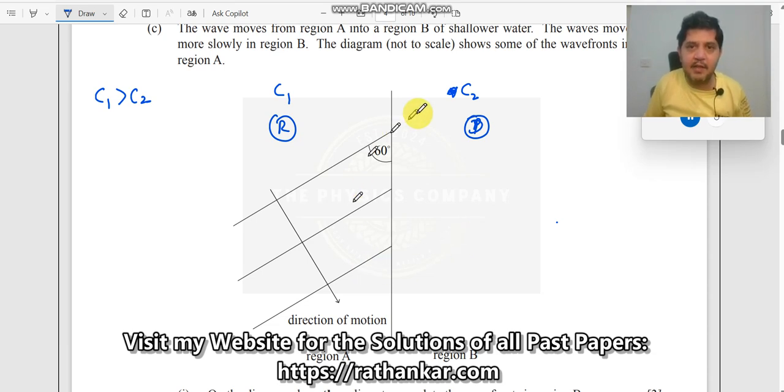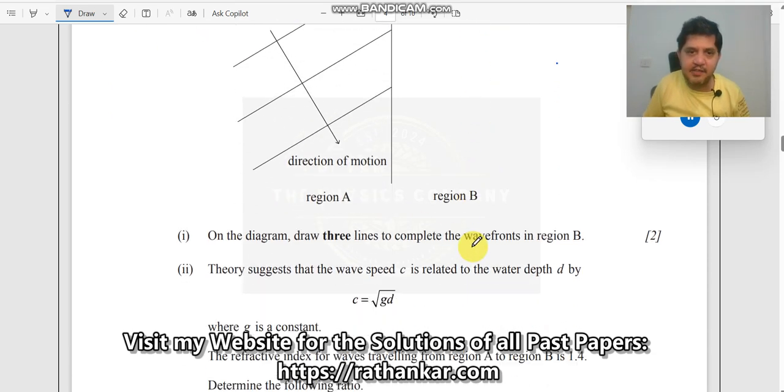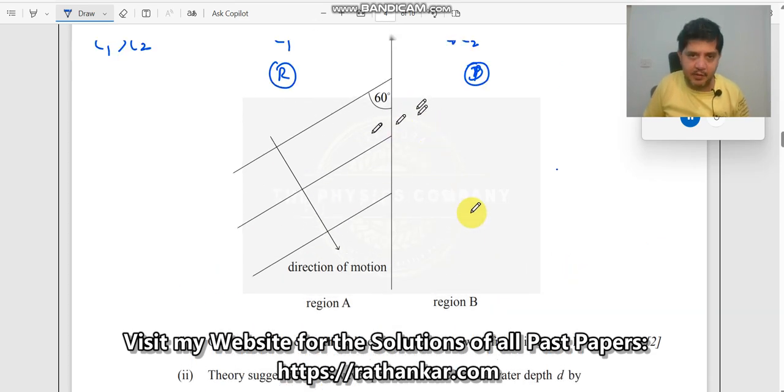Okay, and then what else is given? A diagram has some wavefronts in the region A. How are the wavefronts given? Wavefronts are always perpendicular to the rays. See, this is your ray, this is your wavefront. Okay, what is he asking us to do? On the diagram, draw 3 lines to complete the wavefronts in region B. So you need to draw the wavefronts over here.